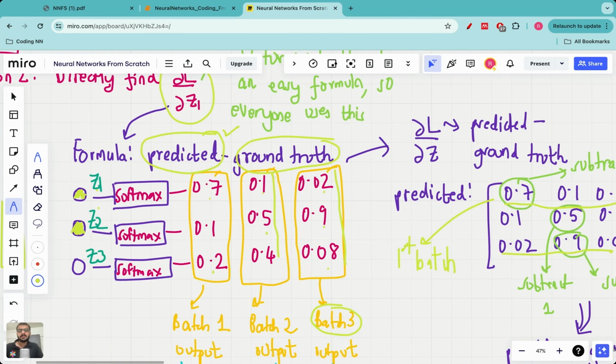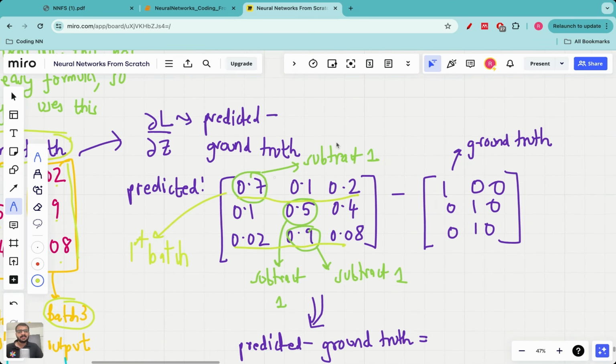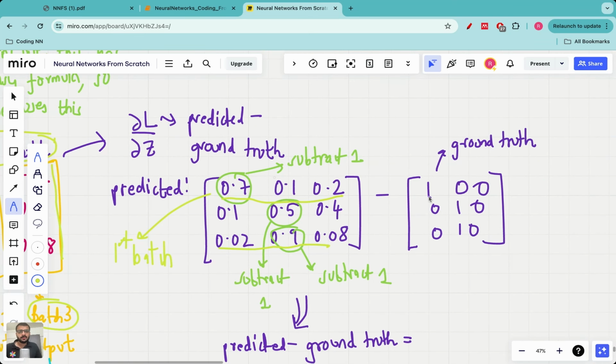So then the ground truth can actually be written as, again, a matrix. For the first batch, the answer is 1, 0, 0, which is the first class. For the second batch, the answer is 0, 1, and 0, which is again the second class. And for the third batch, the answer is 0, 1, and 0, which is again the second class.